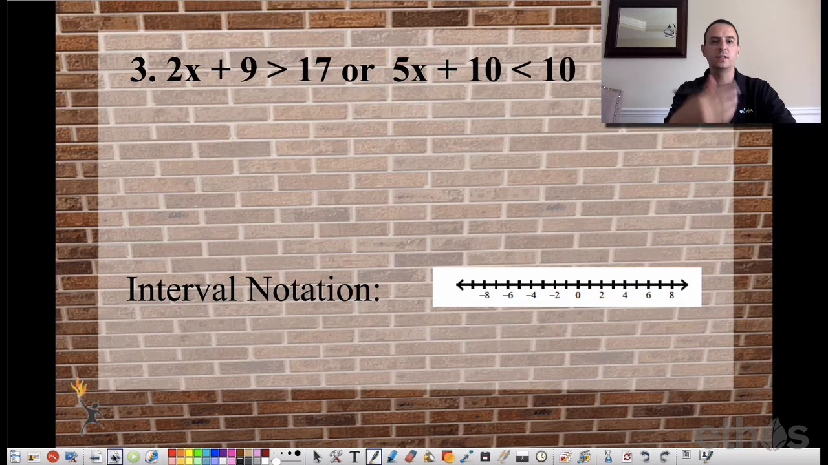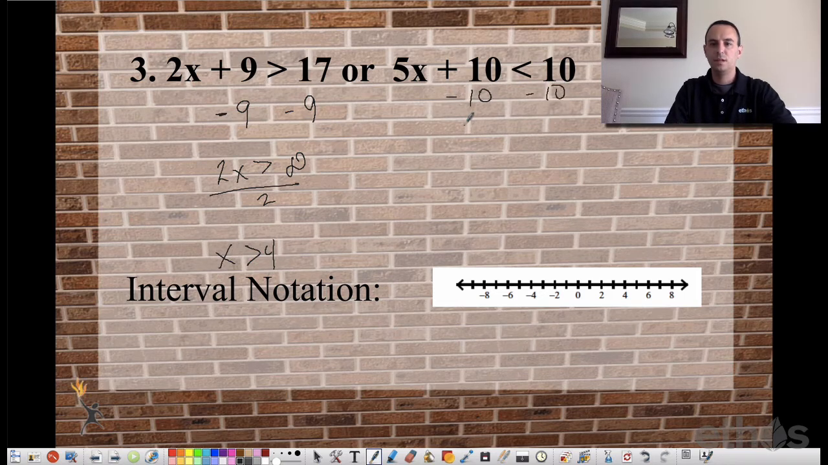All right, so let's take a look at slightly more challenging. Now we've got this two-step equation. Doesn't change our process, it just helps us go through it one more time. So we'll subtract 9. So 2x is now greater than 8. Divide both by 2, so we have x is greater than 4. Now over here we're going to go, okay, subtract 10. 5x is less than 0.